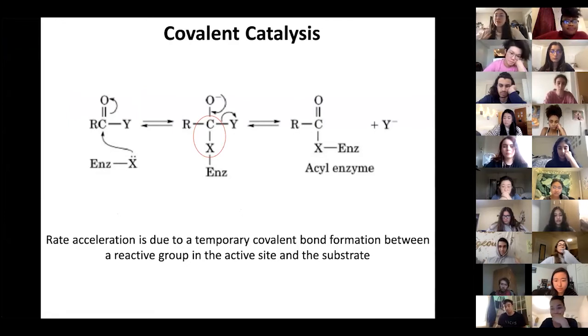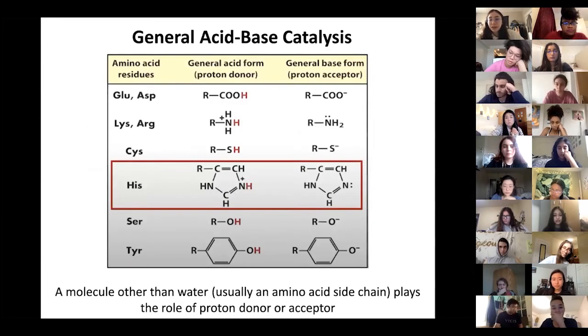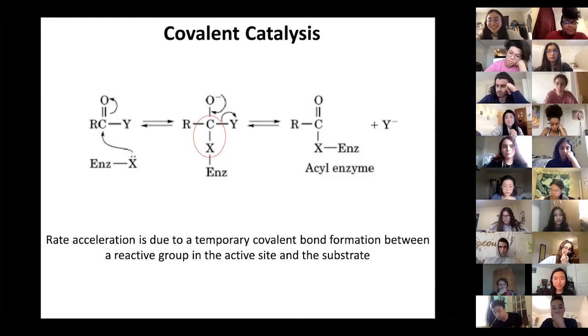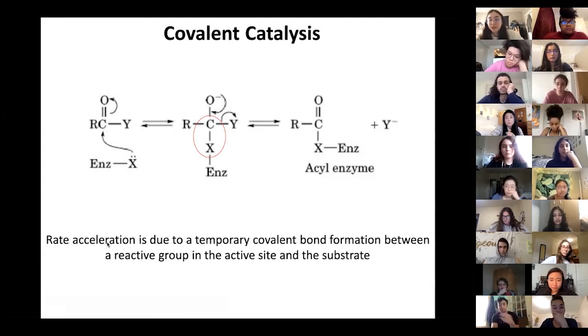So the first type of catalysis we're going to be looking at is covalent catalysis. Many enzymes contain active sites with catalytic residues that can form temporary covalent bonds with the substrate. So that's what this diagram is showing here. The covalent bond is shown here by the red circle, where the reactive group on the active site is attracted to the substrate through a lone electron pair on the X that's shown here. This covalent bond essentially keeps the substrate in place on the enzyme. And at the end of the reaction, the covalent bond must be broken to regenerate the enzyme.